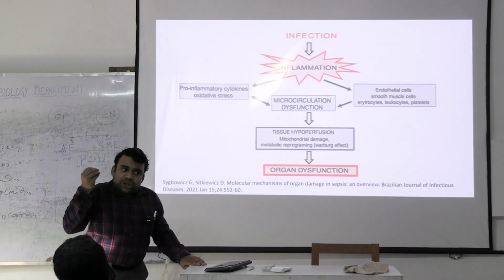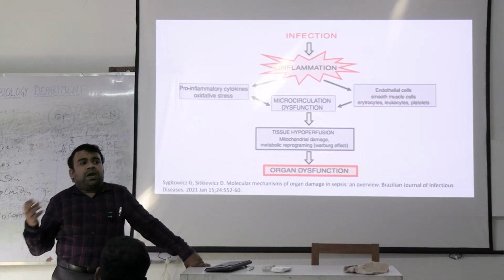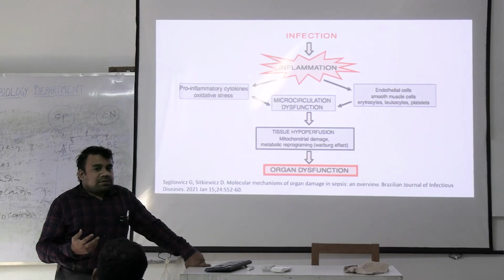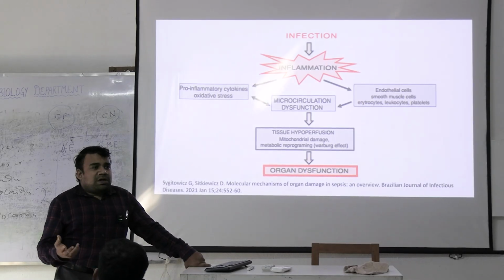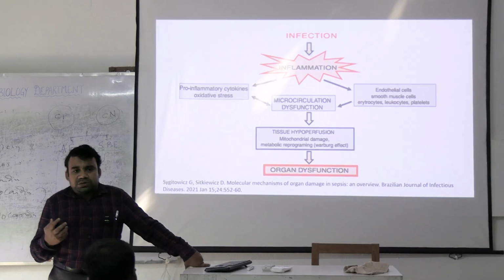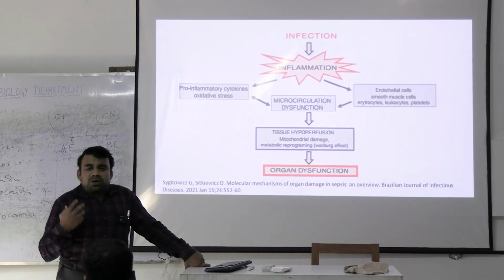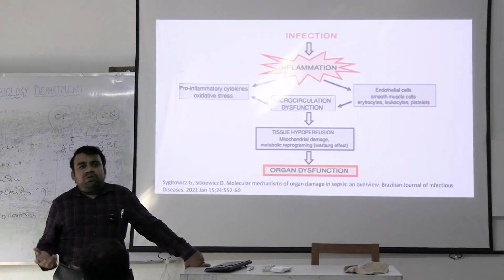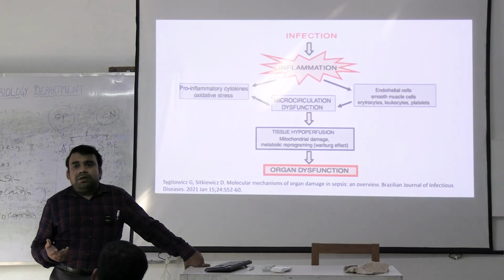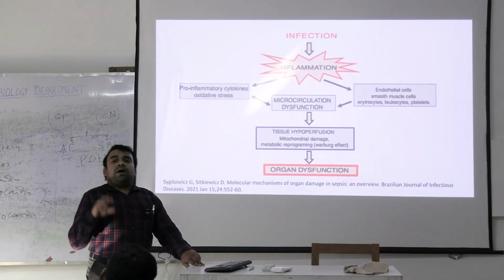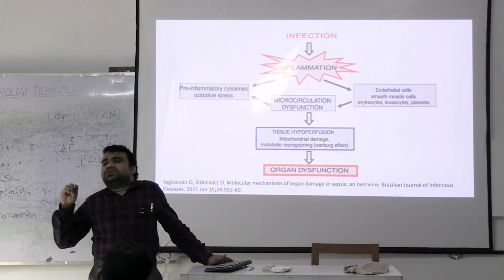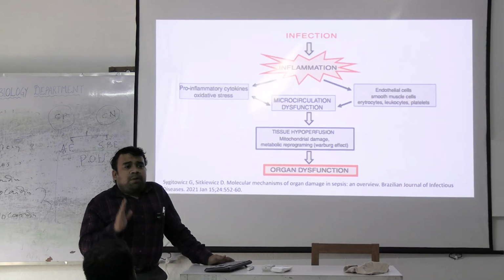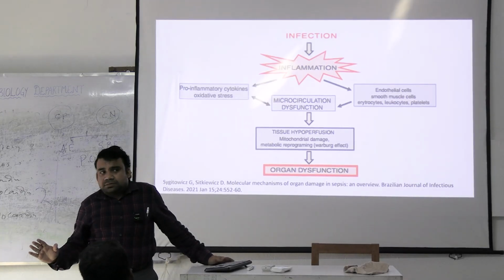And if in tissues cell death starts happening, what will happen to the organs? What are organs? It's an organized group of tissues. If cell death happens in the tissues, what will happen to the organs? Organs will fail. The organ will not be able to work properly. This is called multi-organ dysfunction syndrome or MODS.